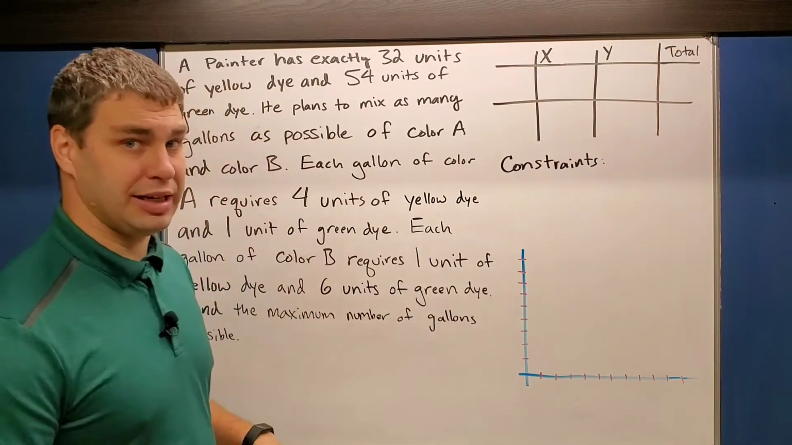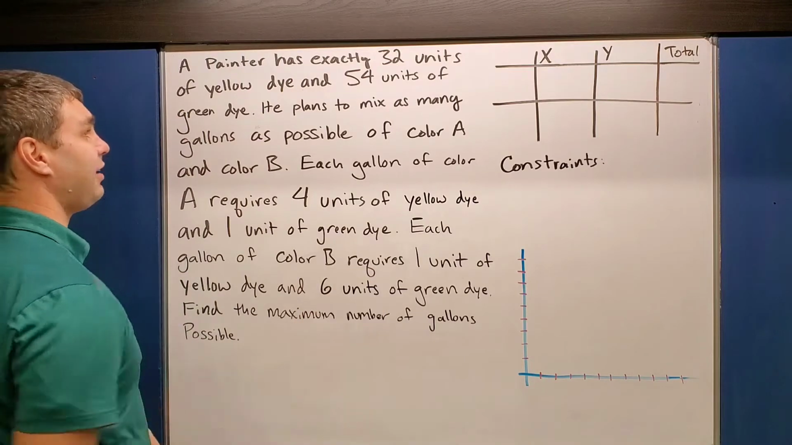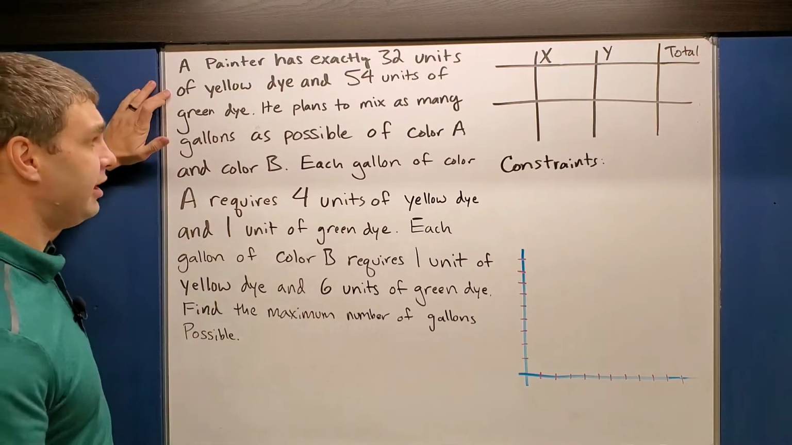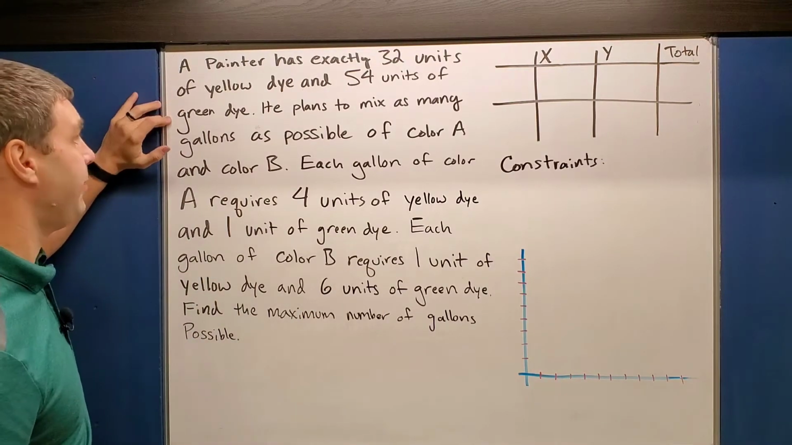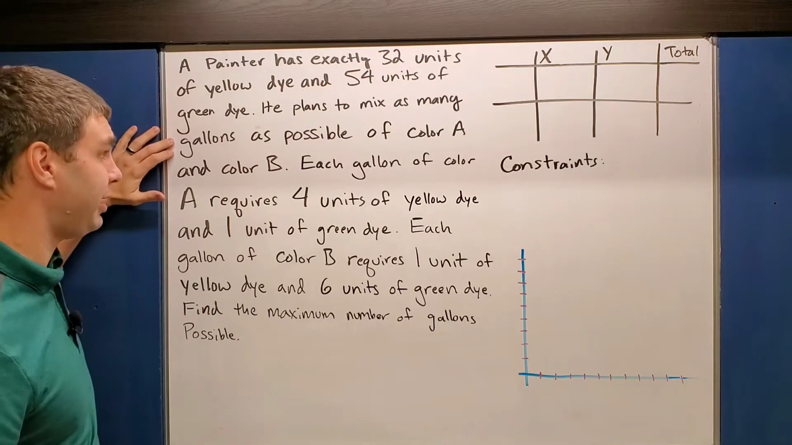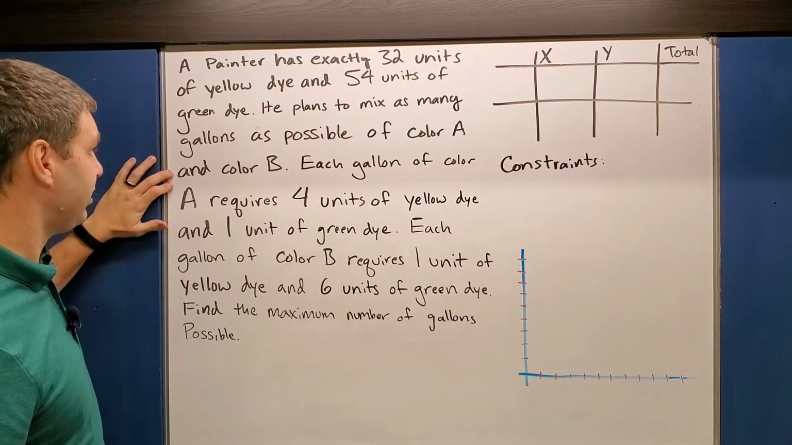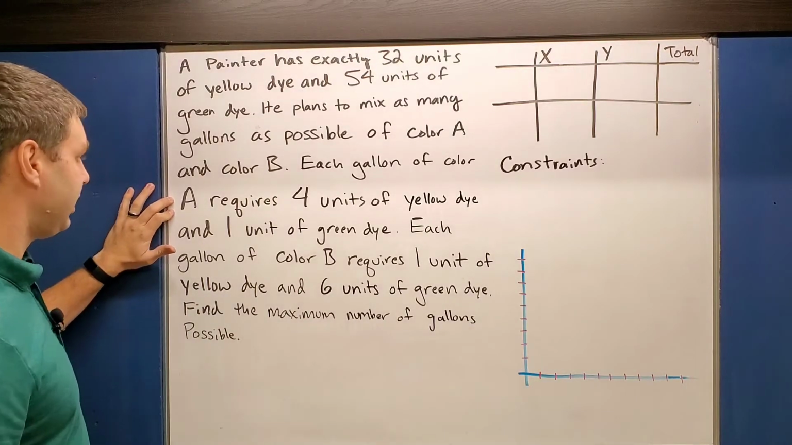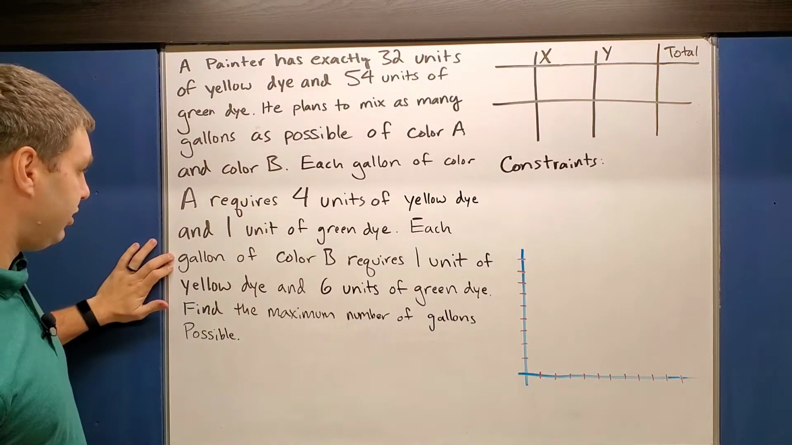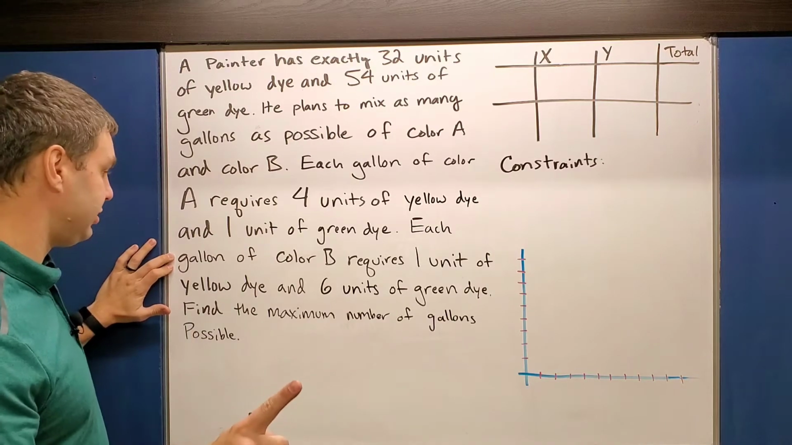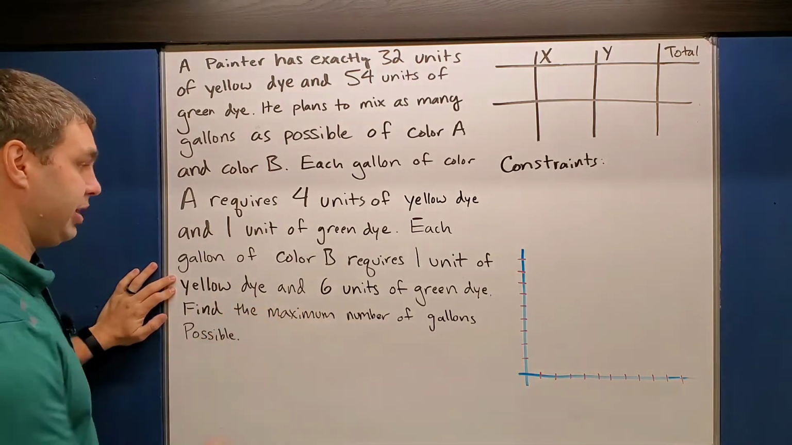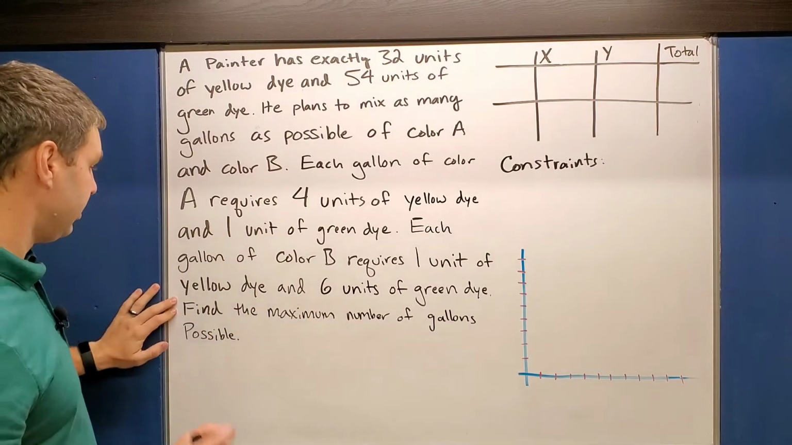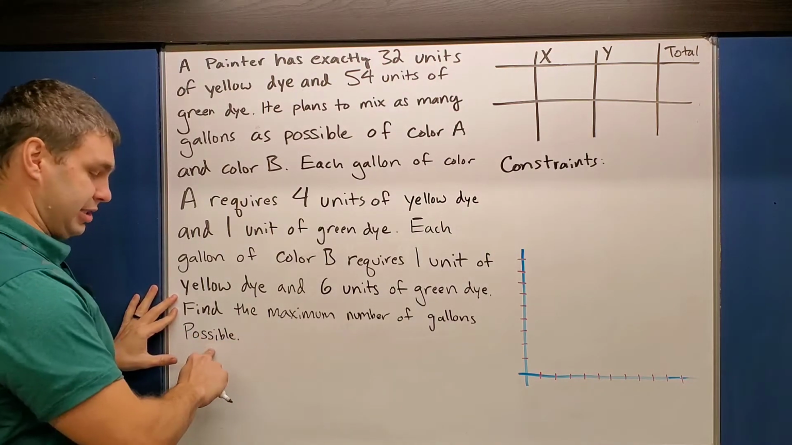Let's start by reading our question. It says a painter has exactly 32 units of yellow dye and 54 units of green dye. He plans to mix as many gallons as possible of color A and color B. Each gallon of color A requires 4 units of yellow dye and 1 unit of green dye. Each gallon of color B requires 1 unit of yellow dye and 6 units of green dye. Find the maximum number of gallons possible.